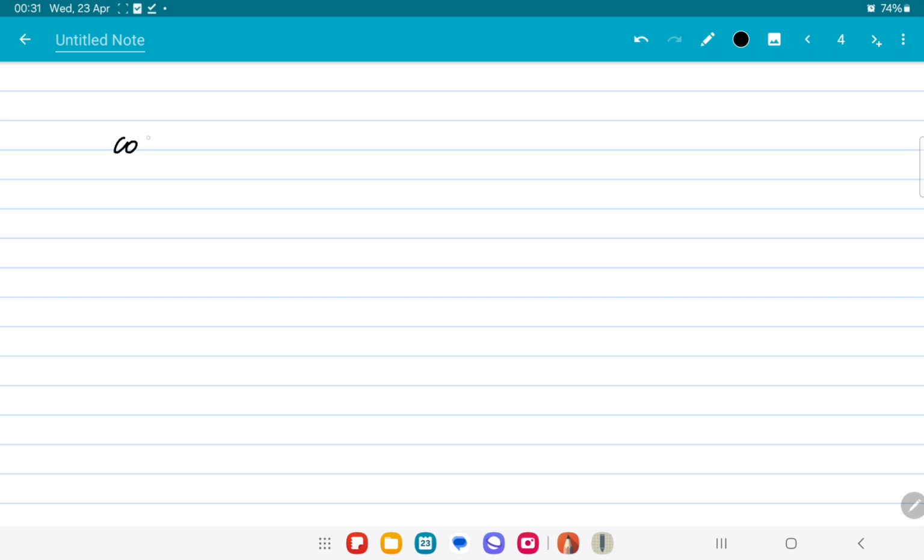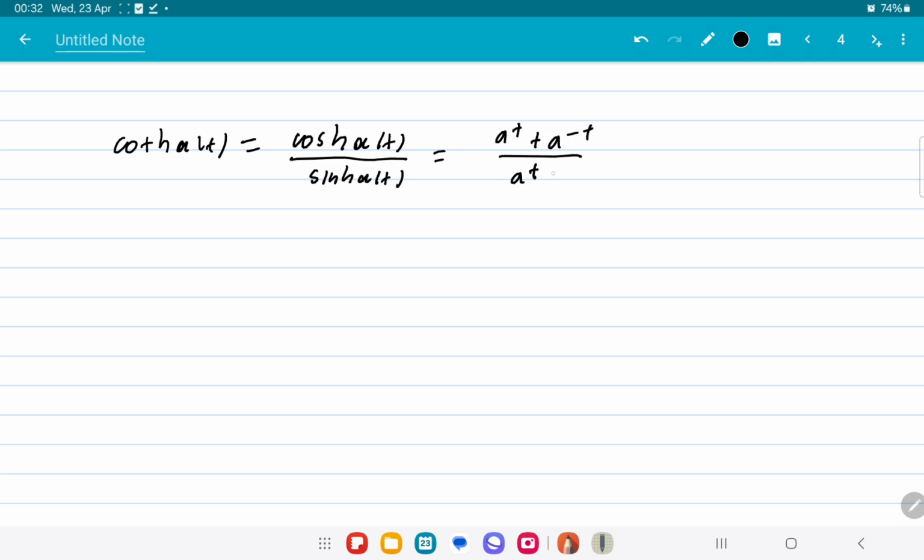And cotan hyperbolic of a t is the other way around, cos hyperbolic of a t over sine hyperbolic of a t. So that's a to the power of t plus a to the power of minus t over a to the power of t minus a to the power of minus t. And here t can take all the values of R except 0.